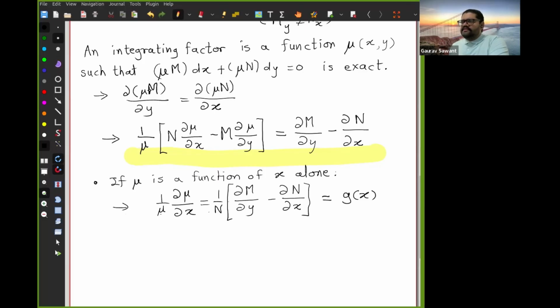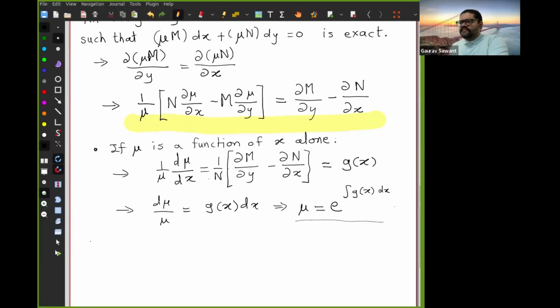Then if it is a function of x alone, this partial derivative actually becomes a full derivative, and now it is in a separable form. You get d mu over mu equal to g(x) dx, and after a few steps you will have mu equal to exponential of the integral of g(x) dx. Okay.